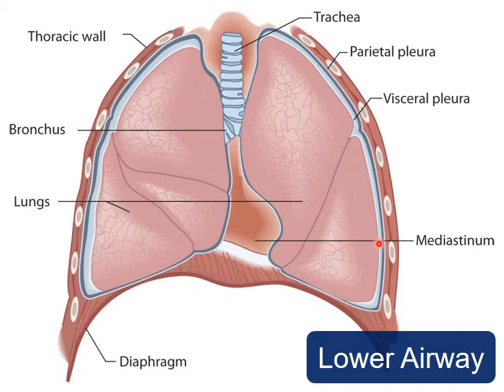If you've ever taken two pieces of glass and put a little bit of water between them, it's really hard to pull those apart. They can slide against each other really well, but you can't pull them apart. And the pleural fluid acts very similarly. The chest wall is going to go out, and it's going to pull the lung tissue with it.